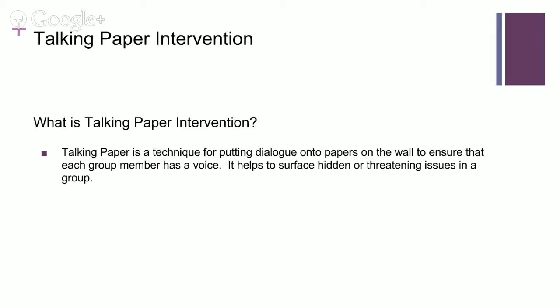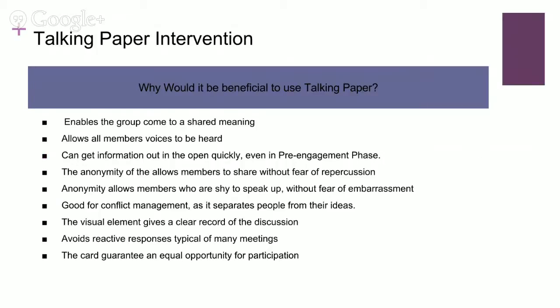Talking paper is a technique for putting dialogue on the papers on the wall to ensure that each group member has a voice. It helps to surface hidden or threatening issues in a group. Talking paper intervention. Why would it be beneficial to use talking paper?